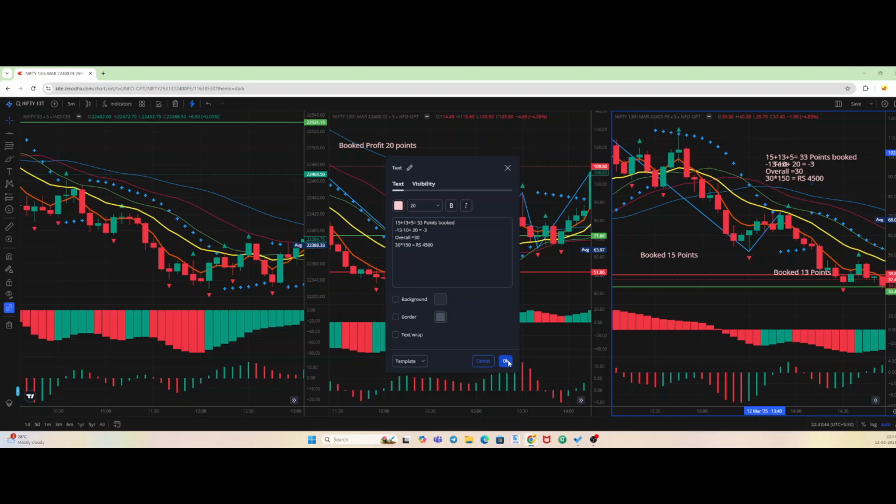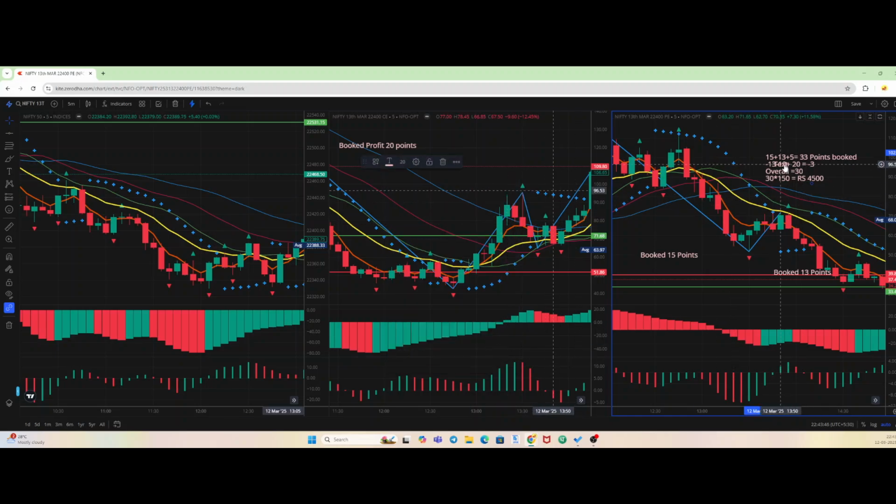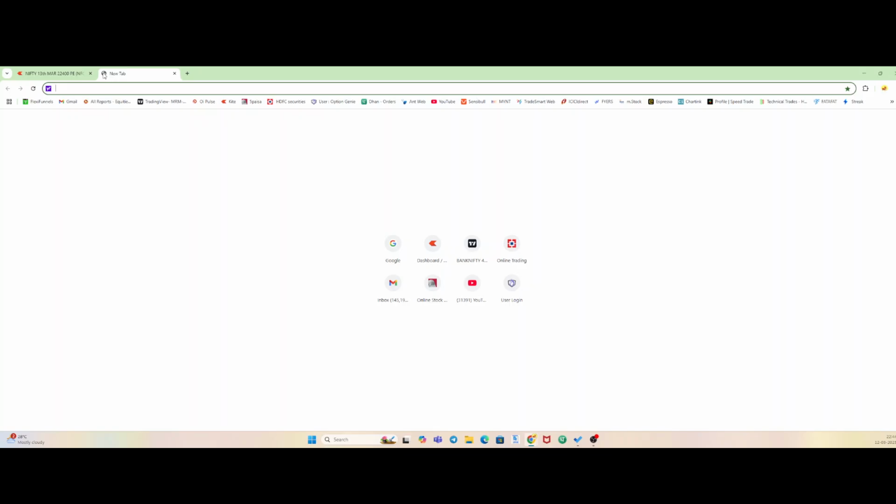So in the same thing, you can see here how we have taken the trade, based on the bear call spread and bear put spread, how we have taken the trade, that we will see.